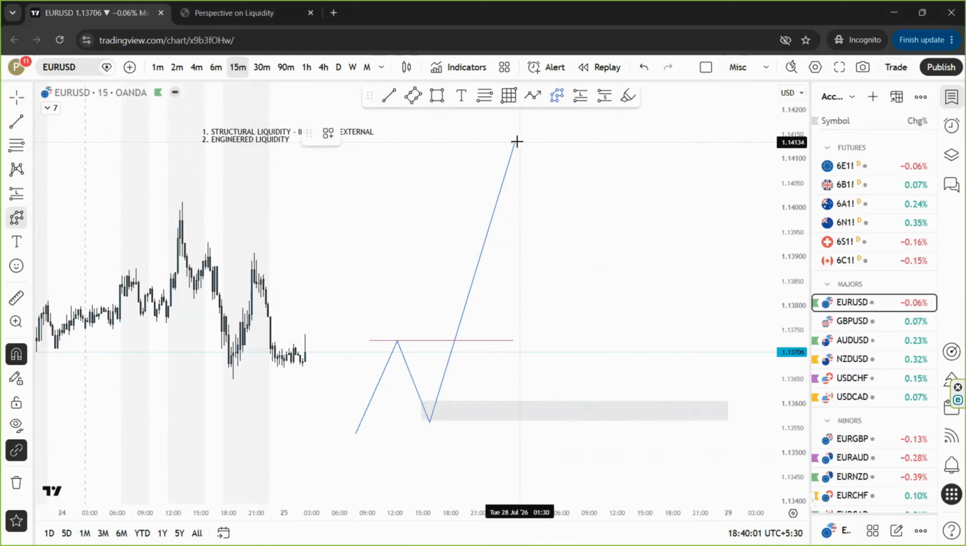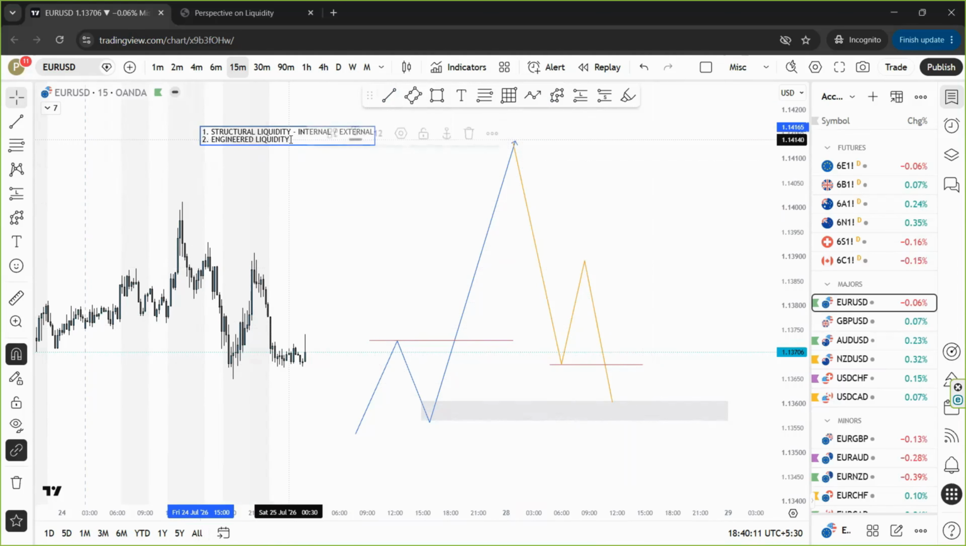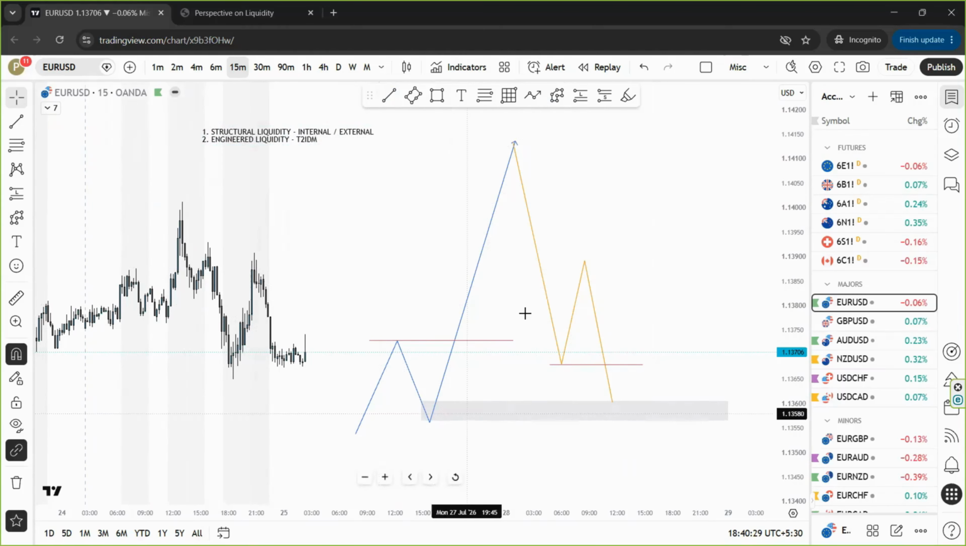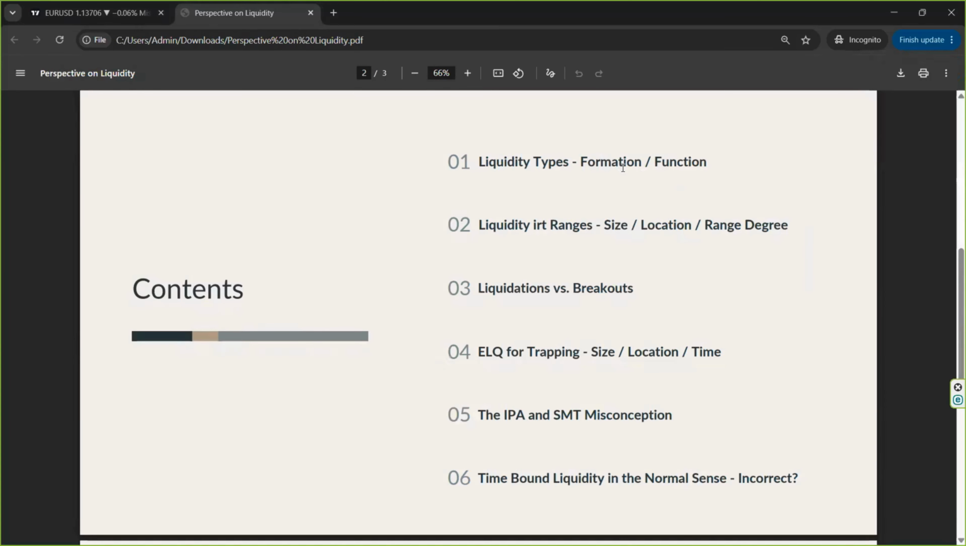And then when we consider engineered liquidity, what we are talking about here is about liquidity which is formed within the RTO leg, so within the retracement. So something like this. This would be an example of engineered liquidity. And we call this type 2 inducement. So if this is type 2 inducement, then the structural liquidity is what we call type 1 inducement. So based on formation, we have two types, structural and engineered. Structural would be when liquidity is formed in the impulse leg, and engineered would be when it's formed in the retracement leg. And that is based on formation.